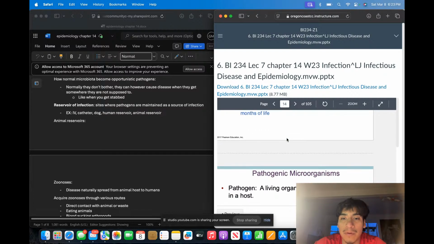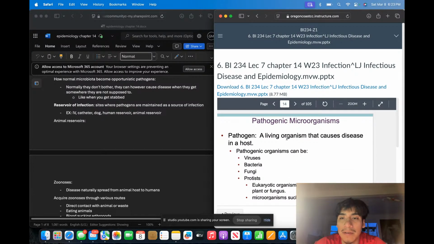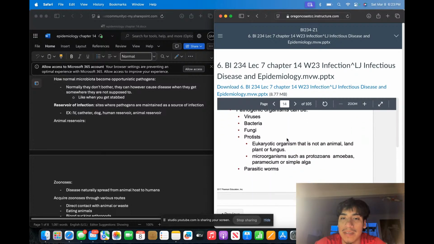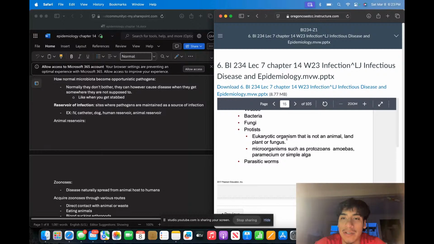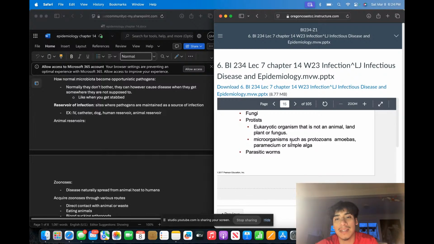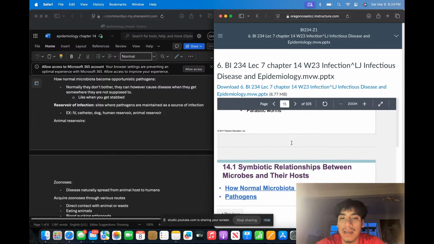Pathogenic microorganisms. A pathogen is a living organism that causes disease in a host. Pathogenic organisms can be viruses, bacteria, fungi, and protists. Protists are eukaryotic organisms that are not an animal, plant, or fungus. Examples are protozoans, amoebas, simple algae, and parasitic worms.